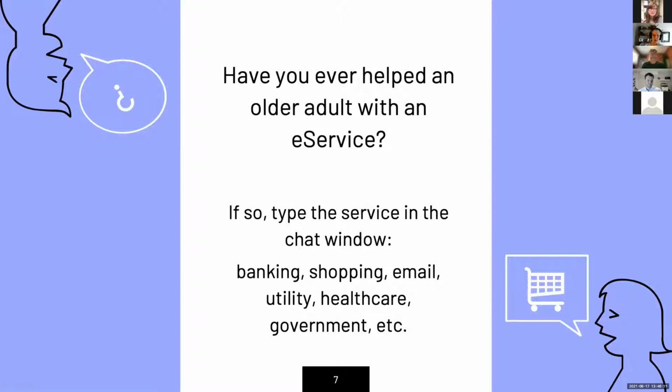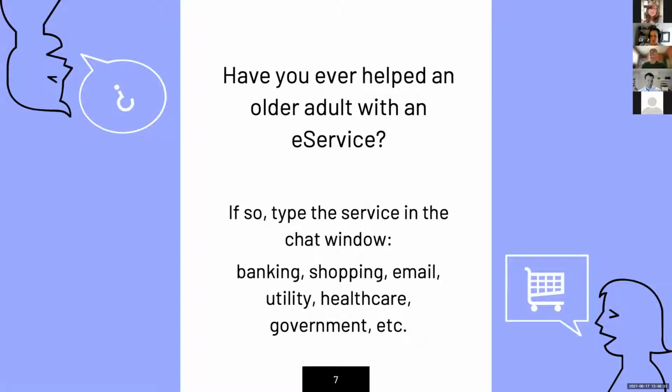So maybe banking, maybe shopping. Anybody? Banking. Okay, so banking seems to be a common one. Anybody else helping? Email and shopping. Okay, seeing a lot of shopping. Email. All right. Okay. So vaccine booking, right? Yeah, that's become an important one recently.